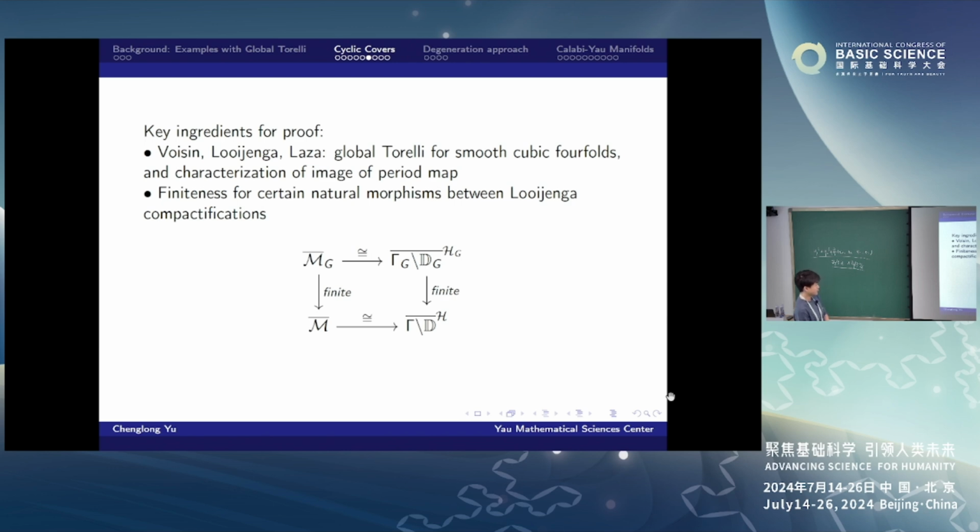So if you have the functoriality on both sides and you have a very nice correspondence on the bottom row, then you prove upstairs they are also very nice. All right, so those are the key ingredients for the proof. We borrow the existing results and prove the functorial properties for those maps between moduli and period domains. All right, so that's the proof for this case.